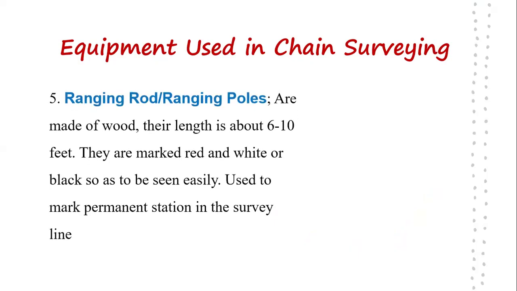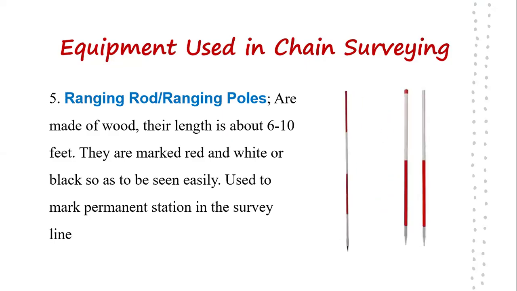And last but not least for this video is ranging rods or ranging poles. These are just made up of wood, with a length of about 6 to 10 feet. They are marked red and white or black just so as to be seen clearly. They are the ones that are used to mark permanent stations in the survey line. So when you're trying to have a permanent survey line, when you're using this chain survey, is when you use these ranging posts. And here is how they look like, these ranging posts, they are used when you're trying to carry out this chain survey.